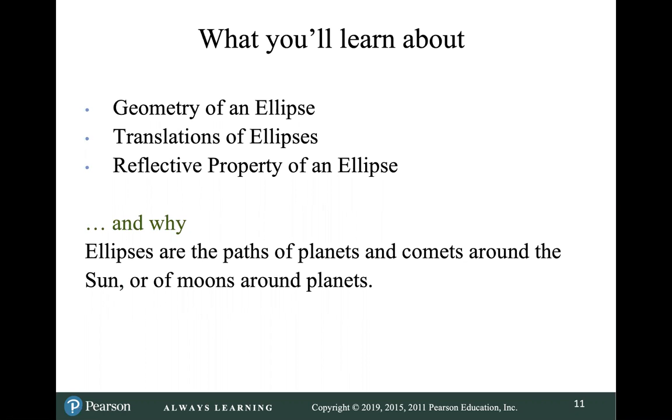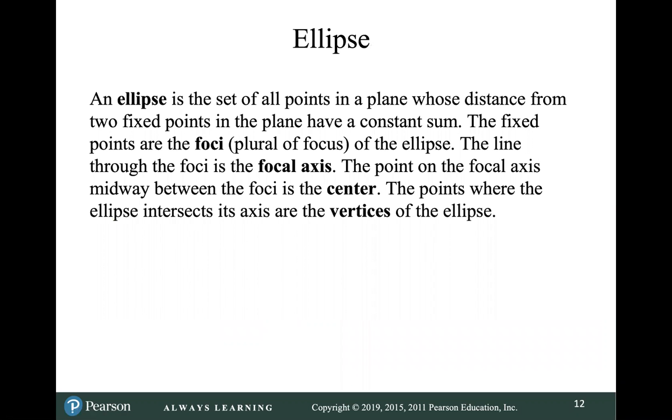So again, conic sections. An ellipse is defined geometrically as a set of all points whose distance to two fixed points is a constant sum. So this is different from a parabola. Remember a parabola, we had a point and a line, and we looked at all of the points that were halfway between the point and the line. Any point that was the same distance ends up on our parabola.